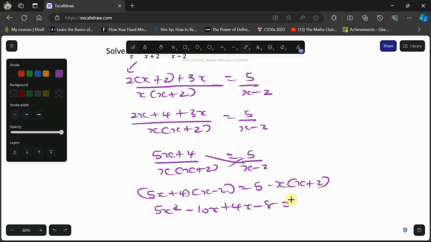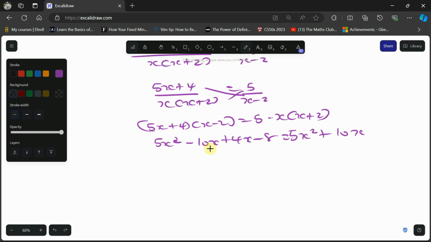So 5x times x, that will give me 5x squared. 5x times 2, that will give me plus 10x. Let me simplify both sides. So this will be 5x squared minus 10x plus 4x, that will give me minus 6x, minus 8 is equal to 5x squared plus 10x.